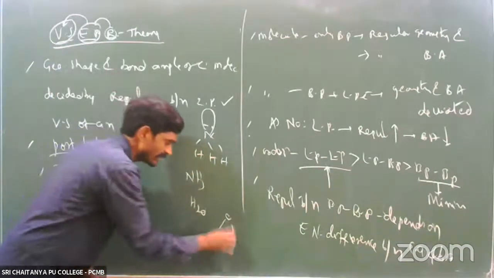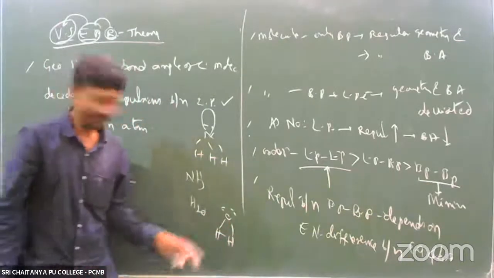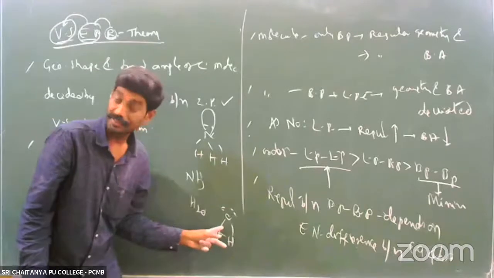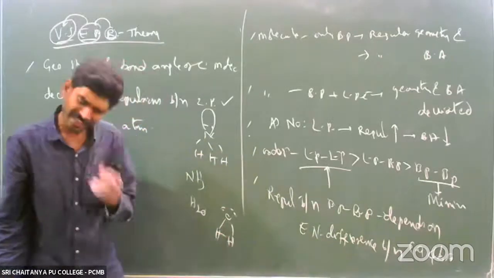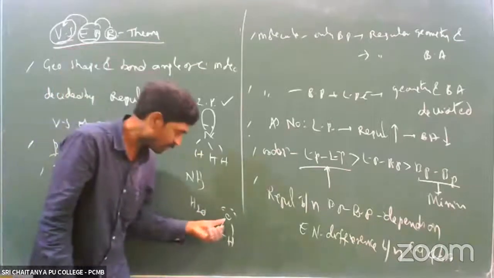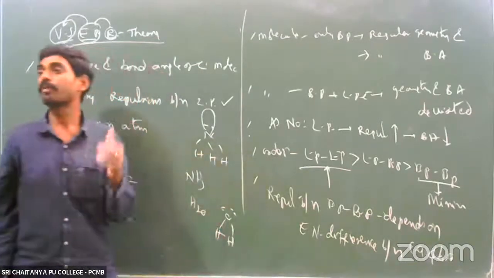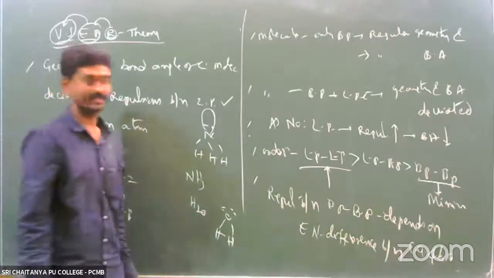And here also, in the case of H2, there are two bond pairs, two locations. Between these two, repulsions are there, but this is minimal. How much there is depends on the electronegativity difference between the central atom and the bonded atom. Right.